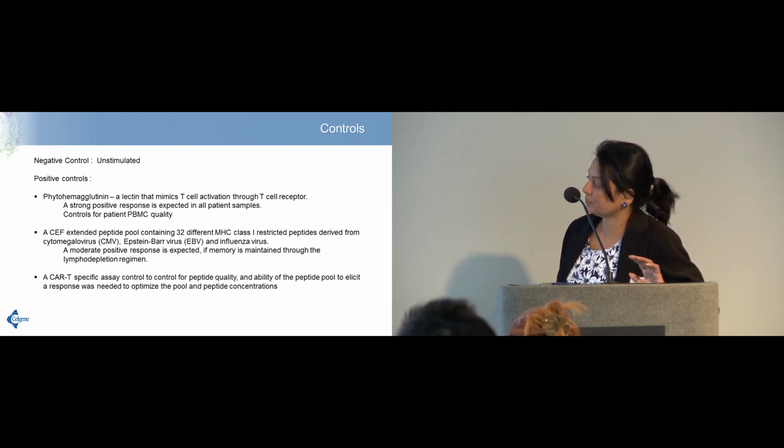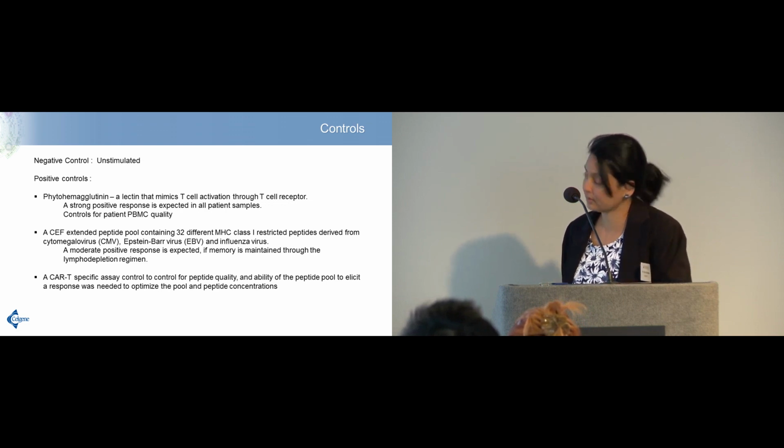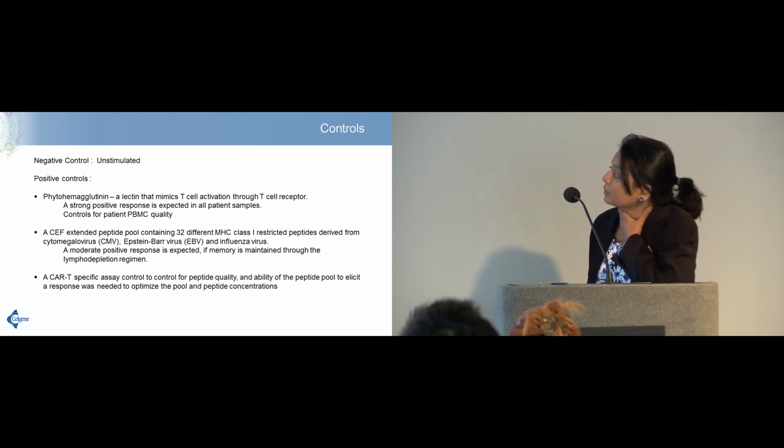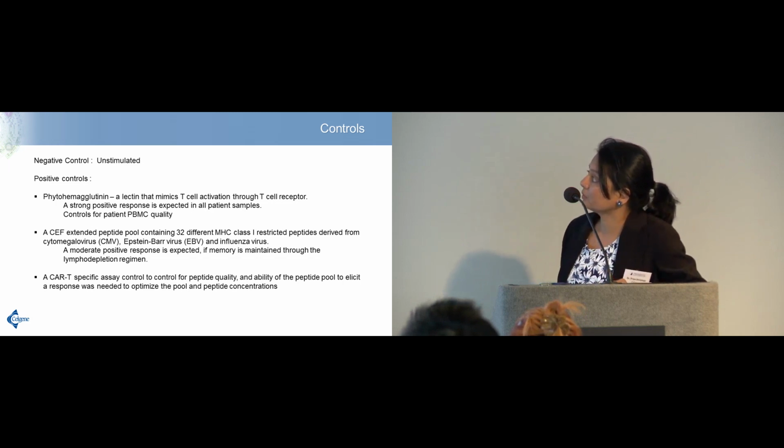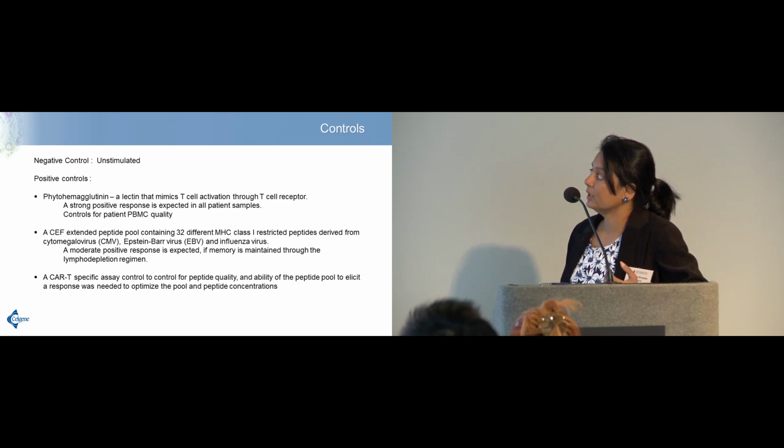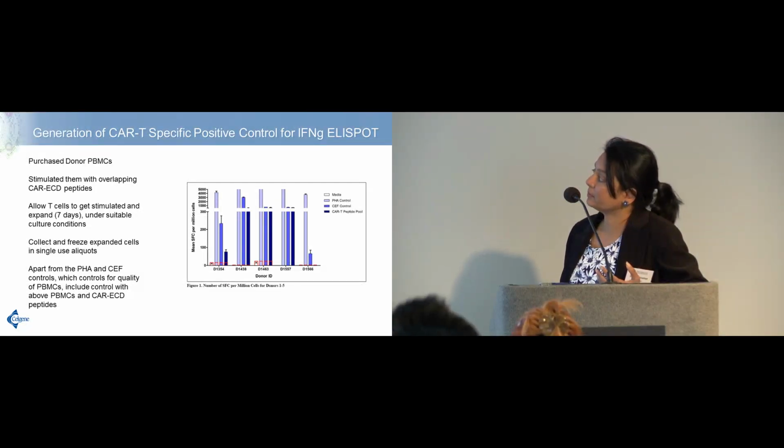And a CAR T specific control. This is an addition to our assay. So these were all part of the standard interferon gamma ELISpot. So for the CAR T specific control, to generate our own positive control, we purchased donor PBMCs, stimulated them with our pool of 311 peptides against the CAR ECD, allowed these T cells to grow and expand, and then froze down those expanded T cells as our positive control.